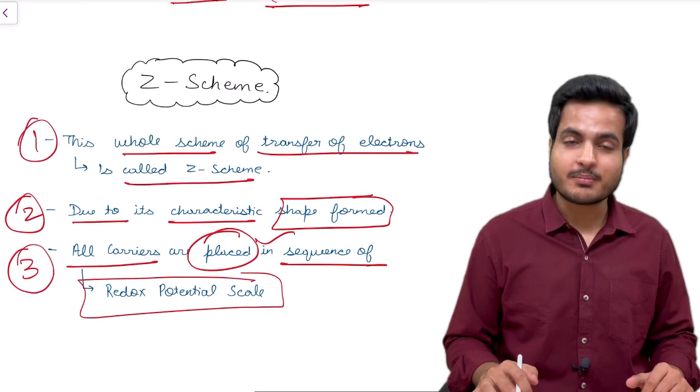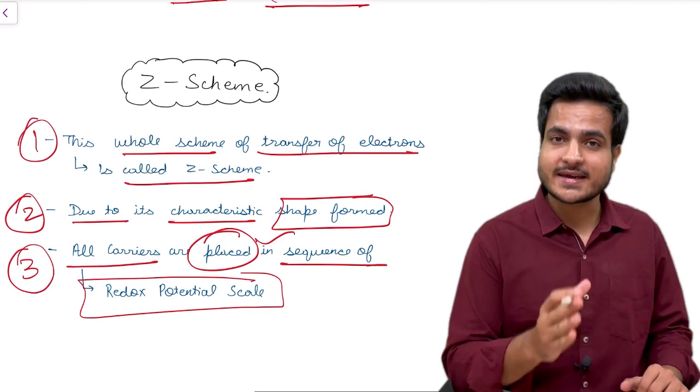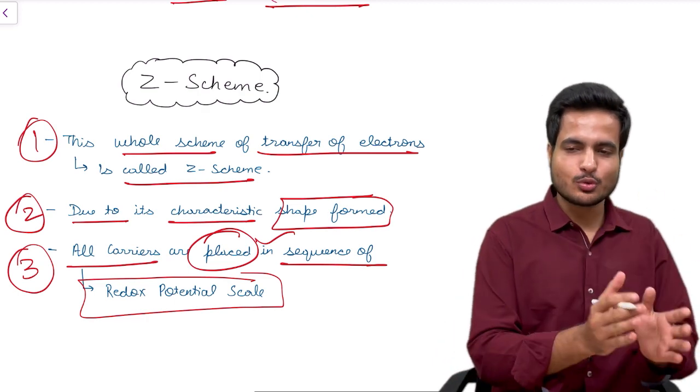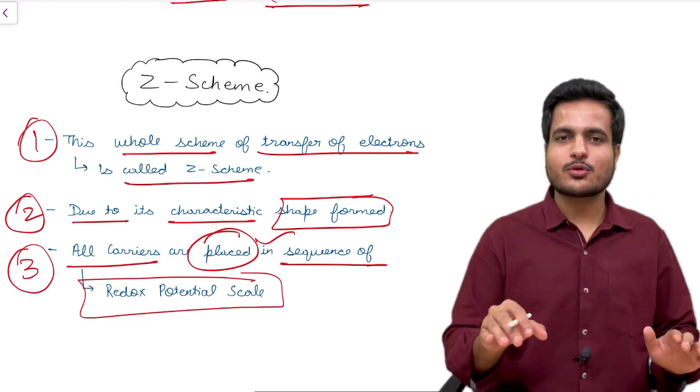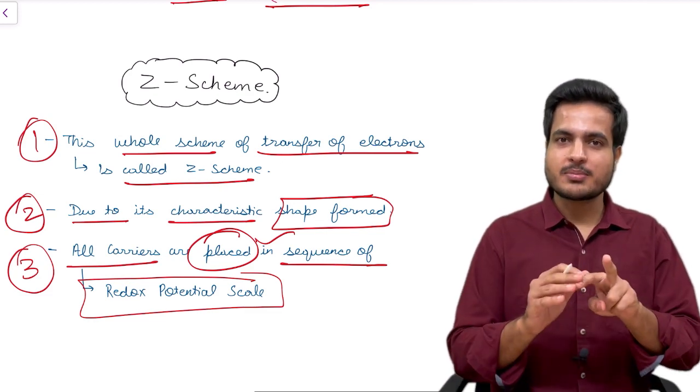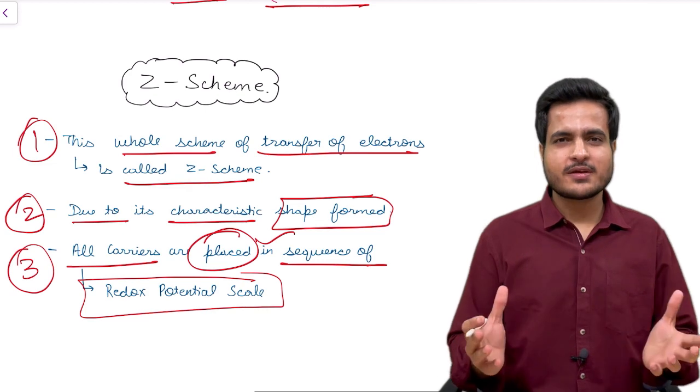And with this, we have completed the discussion of non-cyclic photophosphorylation, when both the friends, photosystem 2 and photosystem 1, are working together in series to produce ATP and NADPH both. So with this, we have completed the discussion.